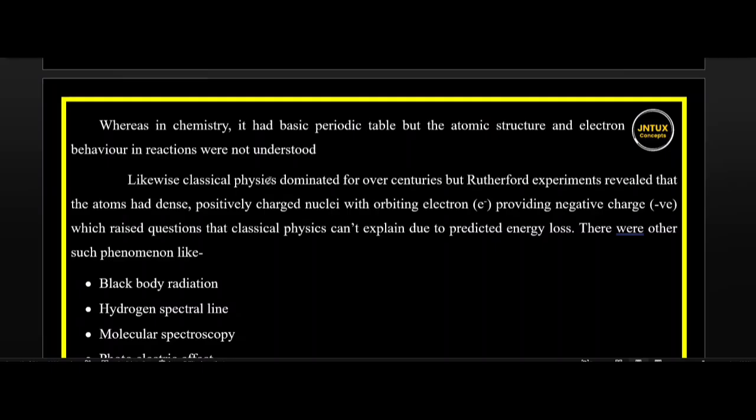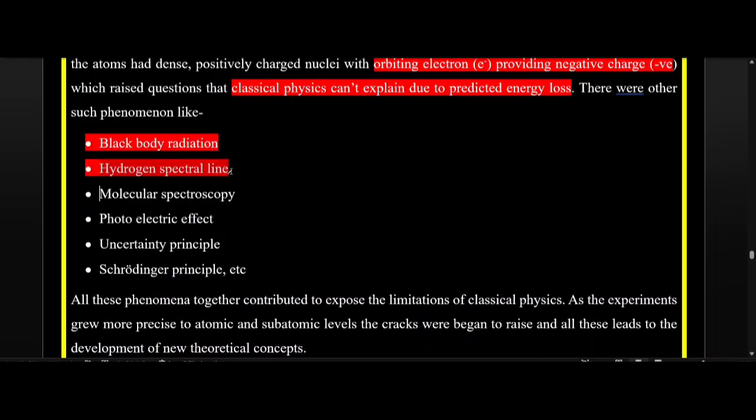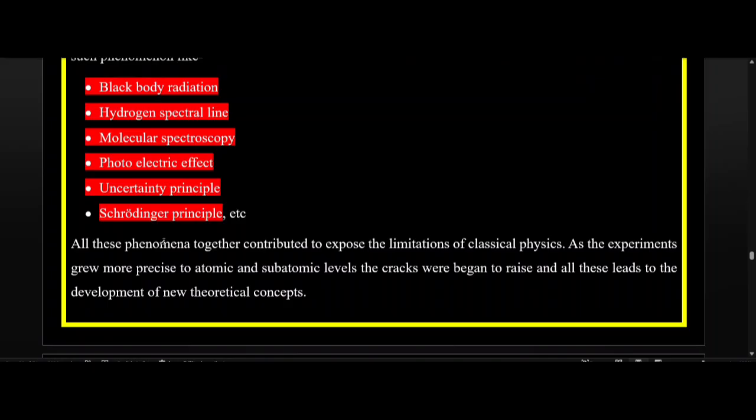But in chemistry, it had the basic periodic table, while the atomic structure and electron behavior in reactions were not understood. Likewise, classical physics dominated for centuries, but Rutherford's experiments revealed that atoms had dense, positively charged nuclei with orbiting electrons providing negative charge, which raised questions that classical physics failed to explain due to the predicted energy loss. There were other phenomena like black body radiation, hydrogen spectral lines, molecular spectroscopy, the photoelectric effect, the uncertainty principle, Schrodinger's principle, etc. All these together contributed to exposing the limitations of classical physics.